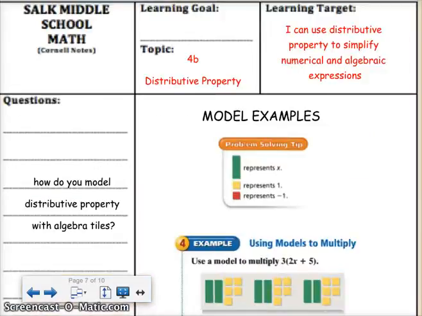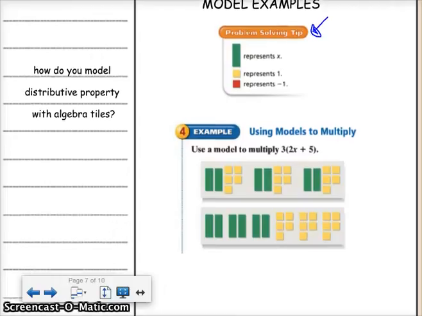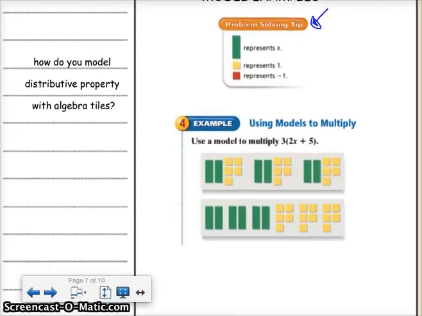Okay, I'm going to give you a visual representation of the distributive property. What you need to know, look at this little key that I screenshotted for you. The long green bar represents x. It's gray in your case. So the long one is x, yellow is the positive 1, red is a negative 1. I want to use the distributive property to model with this visual this situation: 3 times 2x plus 5.